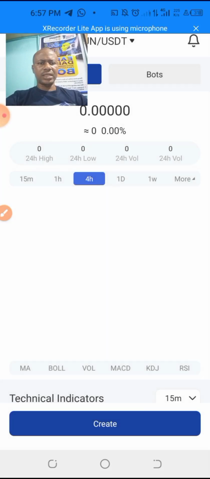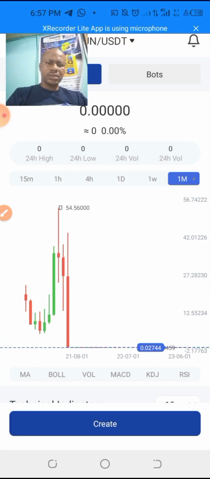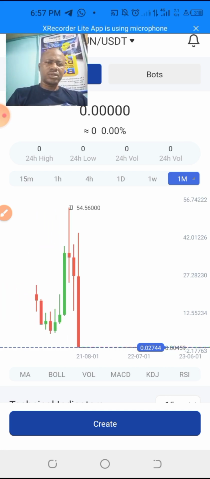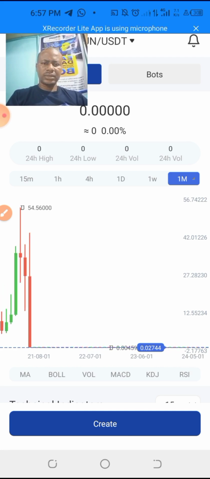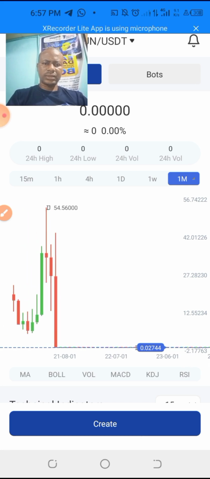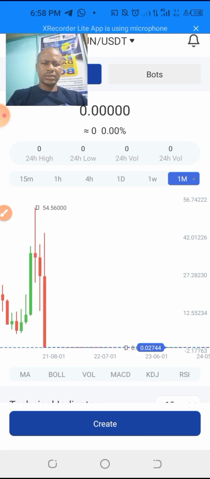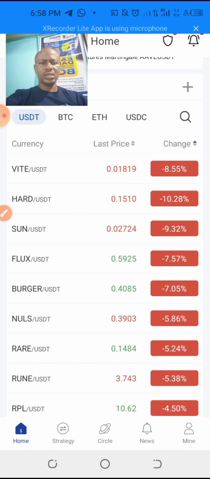So if I check the next one, okay, on the 1 month, let's see. Okay, the coin is a new coin. Even so, if I put my hand on the first candle, it's not a new coin. Okay, it's a coin from 2020. It's SUN. Okay, I know SUN.